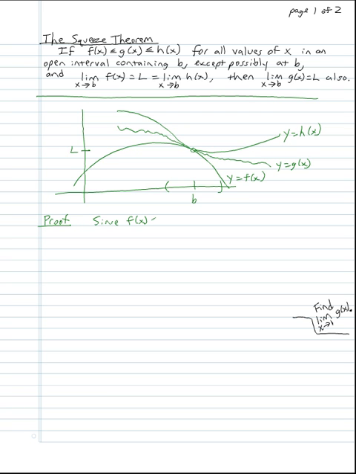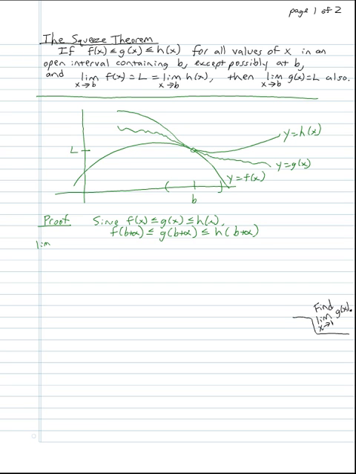Since f of x is less than or equal to g of x is less than or equal to h of x, then that has to be true for values of x as long as we're in that open interval. For values of x that are infinitely close to b, it would have to work. So pick something like b plus alpha. For any infinitesimal alpha, if I plug that in for my x, it would have to work. So that means that g of b plus alpha is between f of b plus alpha and h of b plus alpha.